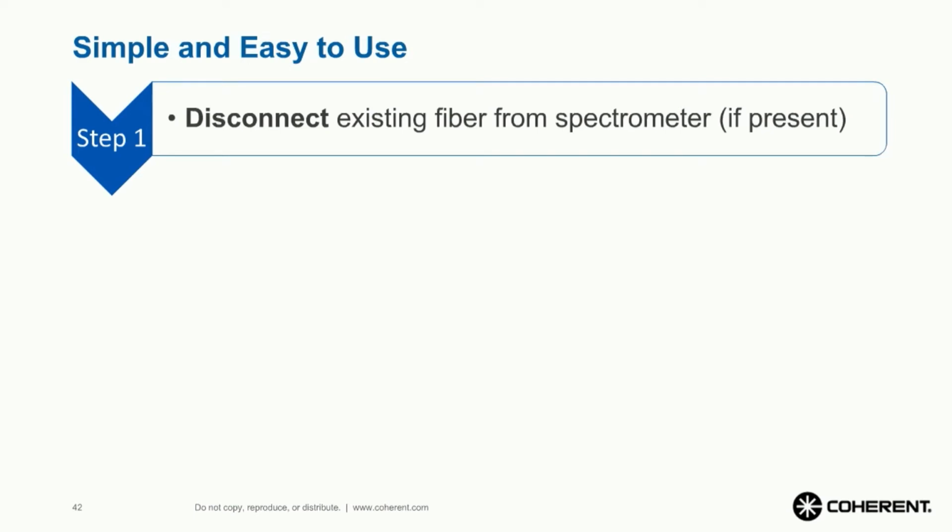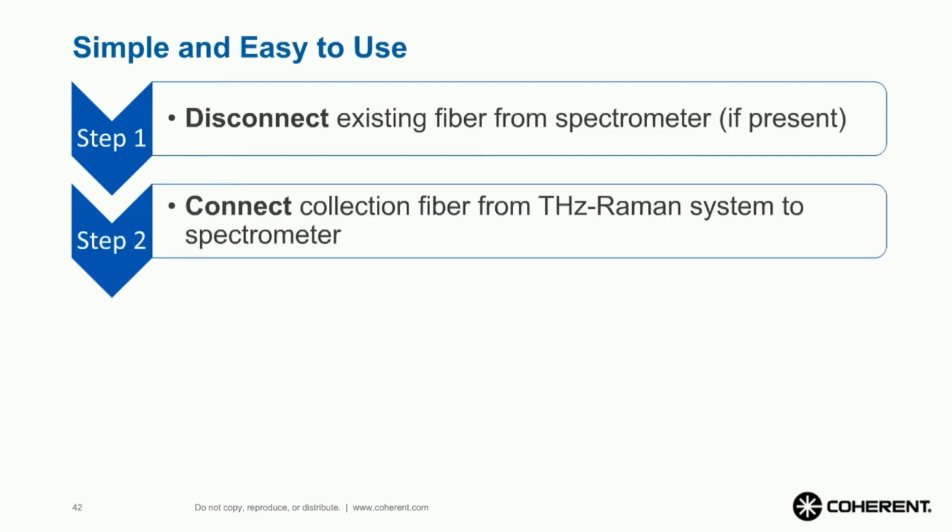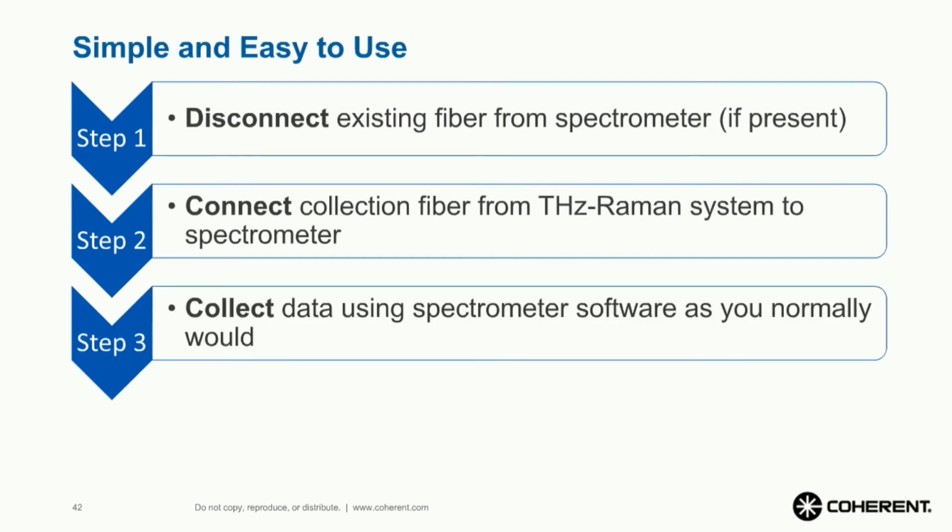So how do we actually do this? The simplest thing is it's as simple as disconnecting the existing fiber from your spectrometer, if you already have one, then connecting the collection fiber from the THz-Raman system to your spectrometer, and collecting data using the spectrometer as you normally would. So you don't need special software to gain access to this. You don't need to change any of your standard processes. You'll still be able to collect everything.